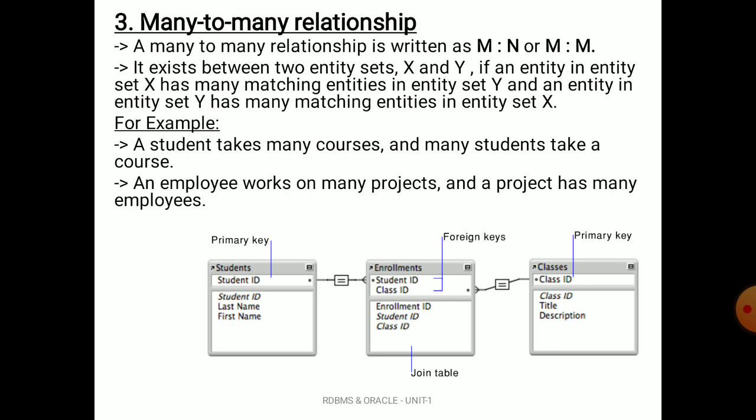For example, a student takes many courses and many students take a course, and also an employee works on many projects and the project has many employees. This concept is shown in the below figure. The figure shows different keys. The first figure uses a primary key, the second one uses a foreign key, and the third one is a primary key. The keys are explained at the end of the chapter.